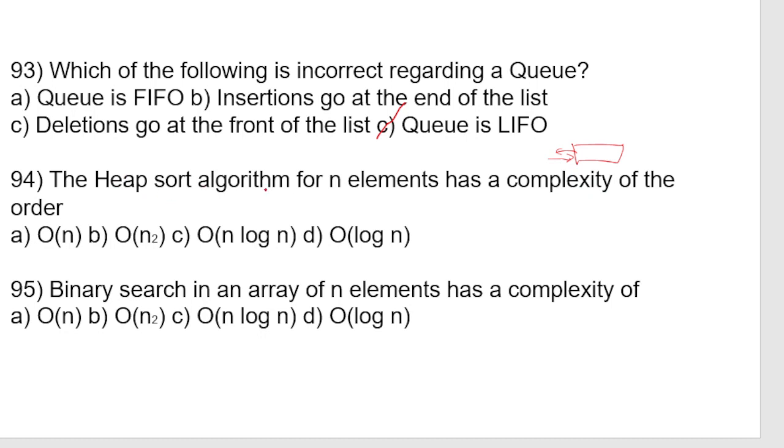The heap sorting algorithm for n elements has complexity of order n log n. The same type of question they ask for binary search, so it is log n. Binary search is log n and heap sort algorithm is n log n.